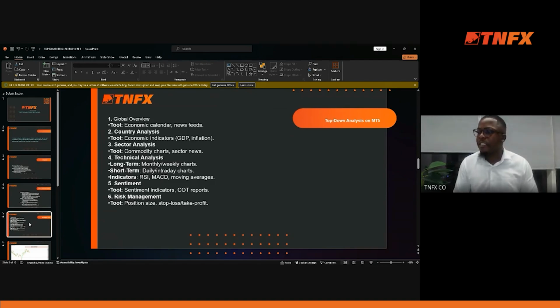So we're gonna look at point number one, which is the global overview. The tool is the economic calendar and news feeds, what we have touched on in the previous slide. And then number two will be country analysis. The tool will be economic indicators like GDP and inflation. And then number three will be sector analysis. The tool will be commodity charts and sector news. Number four will be technical analysis, which is the main topic for today.